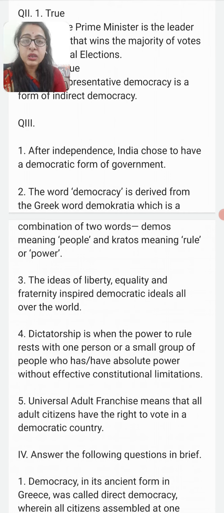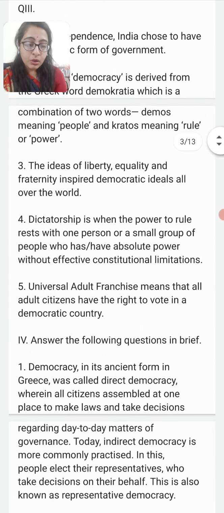Okay. Now, second, what do you know by the term democracy? The word democracy came from a Greek word demokratia. Okay, and it is divided into two parts, that is demos and kratos. Demos means people, and kratos means rule or power. Then, question number third, which three ideas of the French Revolution inspired democratic ideals all over the world? So, those ideas were liberty, equality, and fraternity.